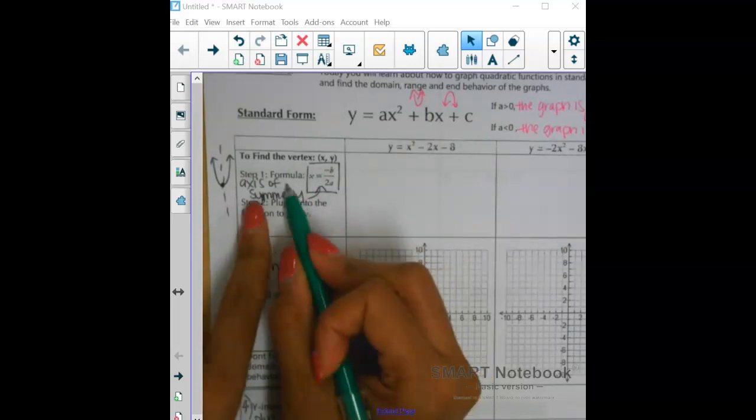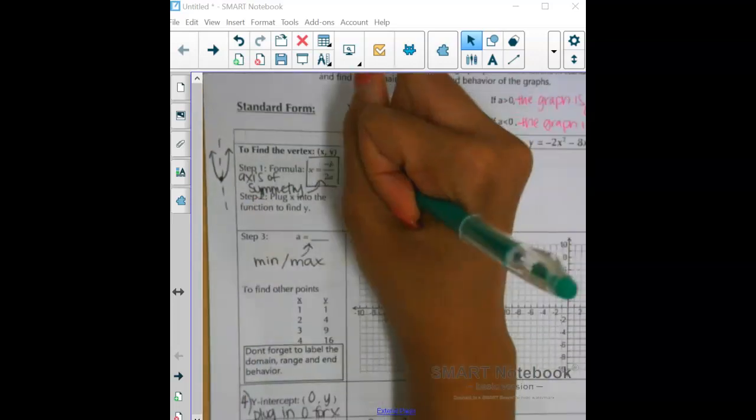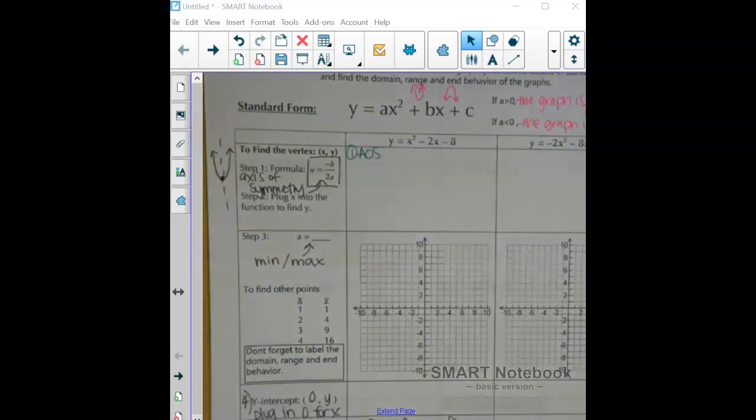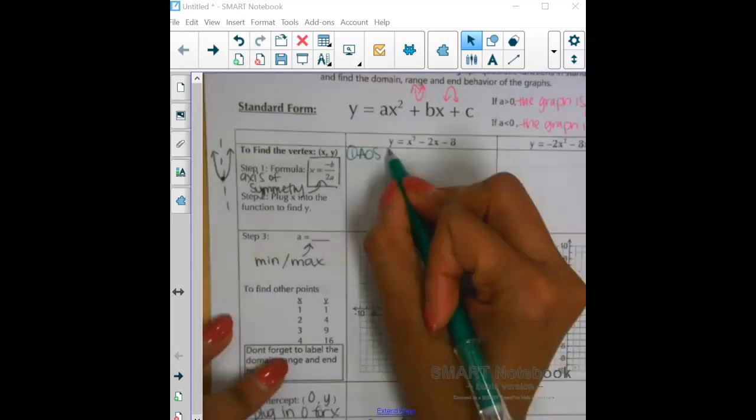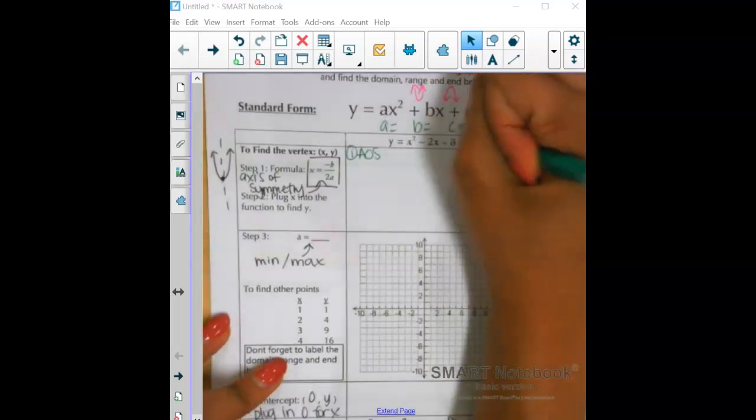Okay, so first thing, to find your vertex, we need to use this formula that I boxed in black to find your axis of symmetry. I get lazy, so I'm just going to label AOS for axis of symmetry. If you write that on a test or quiz, I'm okay with it. So I need to take the equation here. I'm going to label my A, B, and C, and then plug it in.